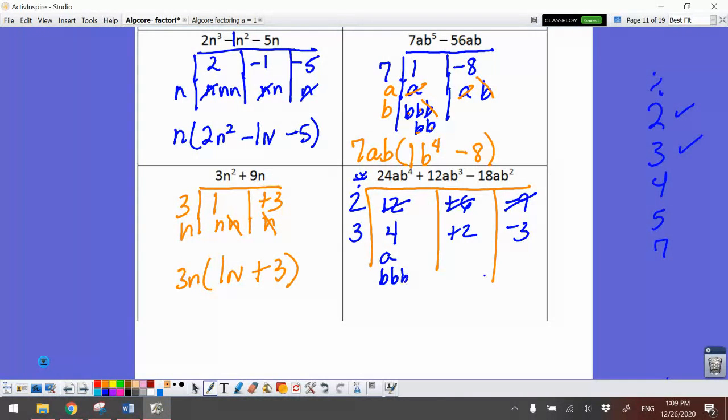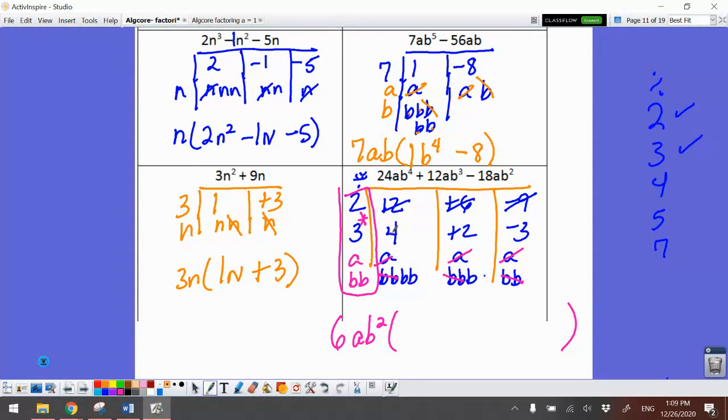So I have an A, 4 B's, an A, 3 B's, an A, and 2 B's. So I see right away that I can take out 1A. And then I also see that I can take out 2 B's. So my GCF, remember, these are multiplied, so 2 times 3 is 6AB squared. And let's look and see what we have left. We have a 4 and 2 B's, that would be 4B squared, plus a positive 2 and 1B, and then a minus 3. And I'm done.